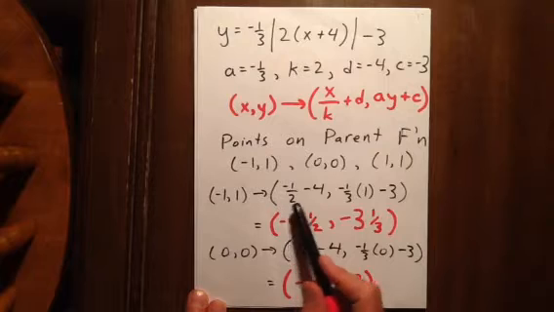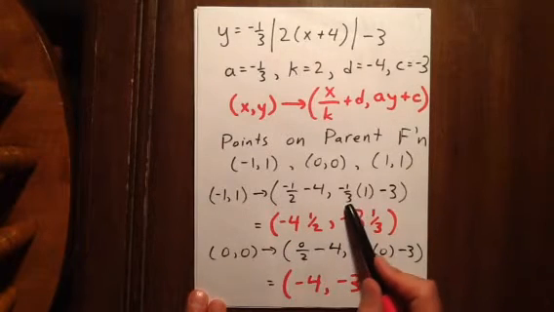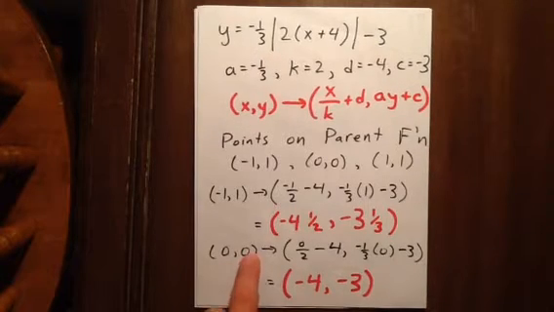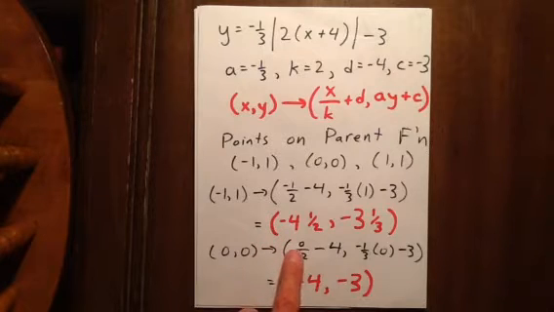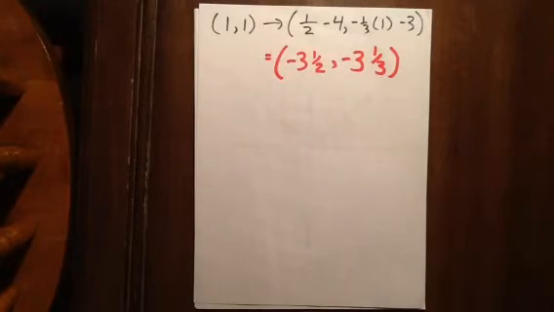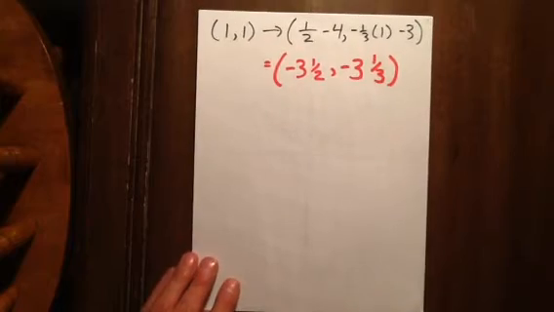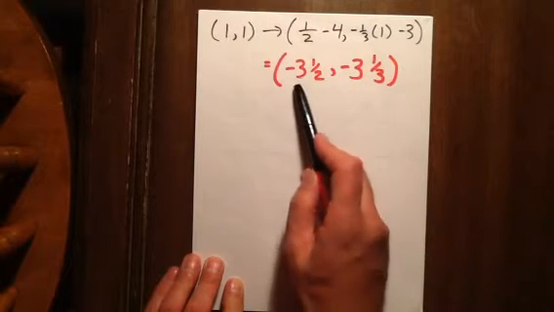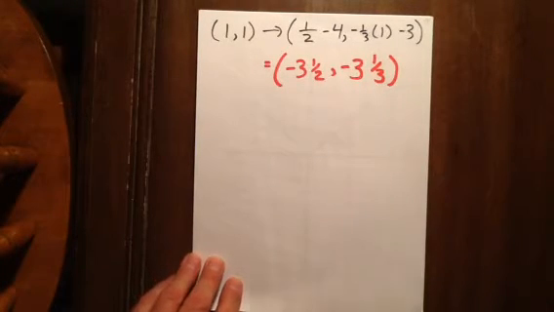Well, when we evaluate negative 1/2 minus 4, we get negative 4.5. And when we evaluate negative 1/3 times 1 minus 3, we get negative 3 1/3. So negative 1, 1 will map onto negative 4.5, comma, negative 3 1/3. 0, 0, keeping the same a, k, d, and c values, but now using the x of 0 and the y of 0, what we get then is that 0, 0 will map onto negative 4, negative 3. And finally, we also get that the point 1, 1 will map onto 1/2 minus 4 and negative 1/3 times 1 minus 3, which is negative 3.5, comma, negative 3 1/3.